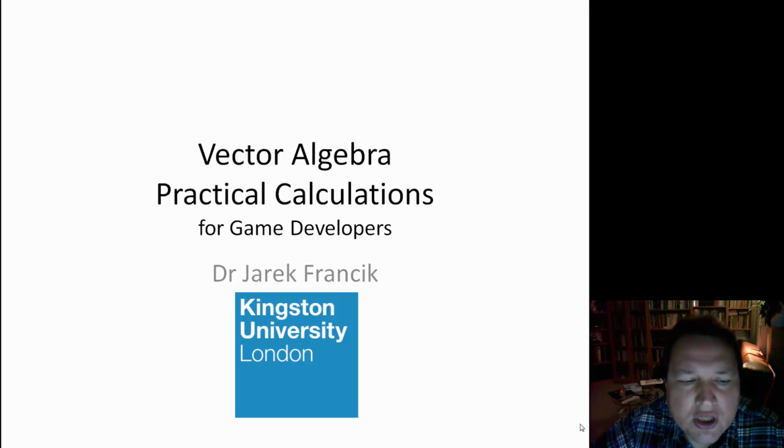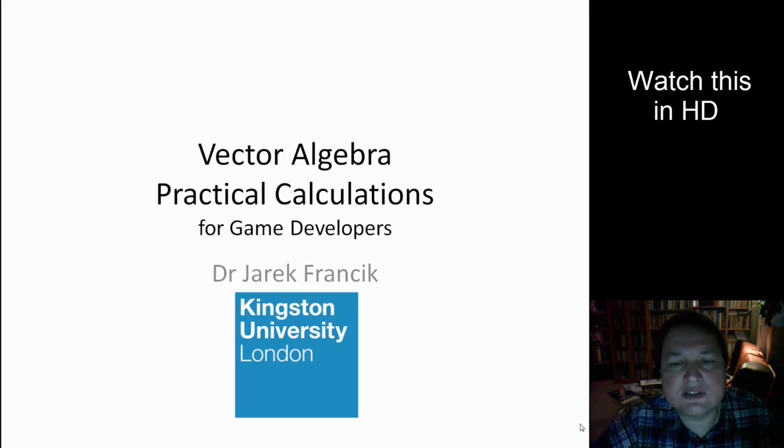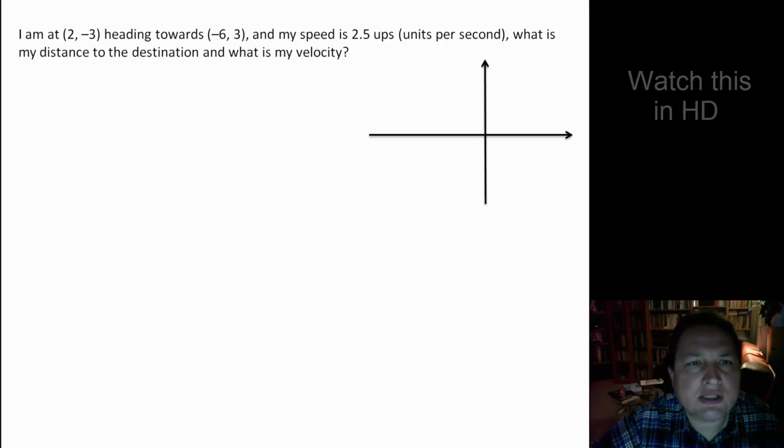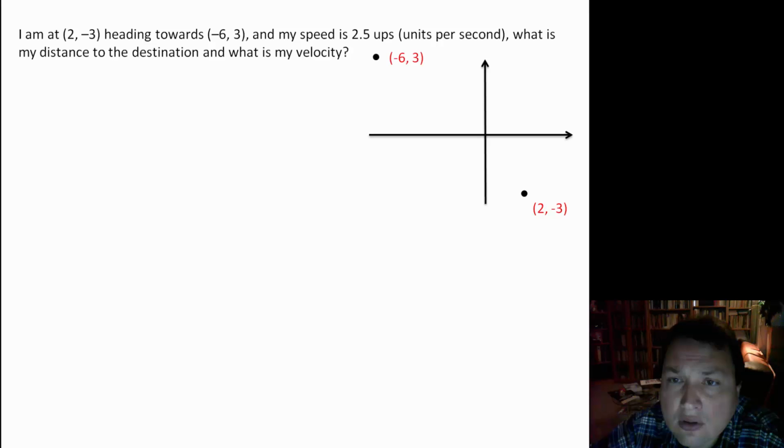Today I'm going to talk about some problems and their solutions in vector algebra, which is a branch of maths which has particularly many applications in 3D graphics and games development. The first exercise is: I am at the point at coordinates 2, -3, which is somewhere here in the coordinate system, heading towards -6, 3, which is here.